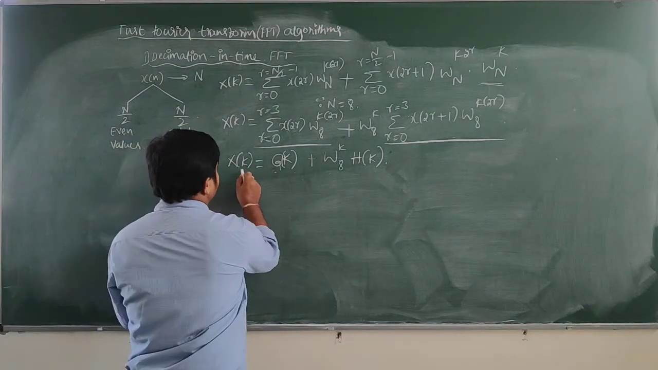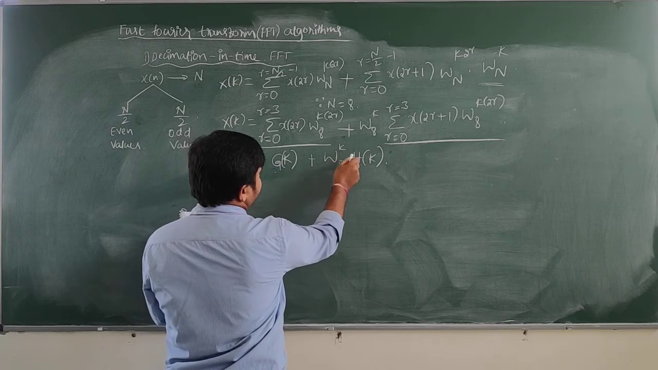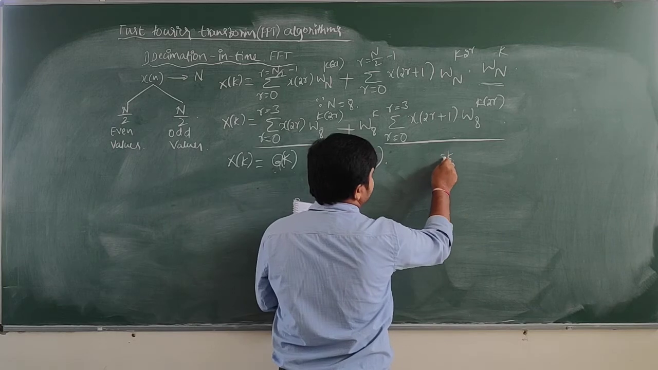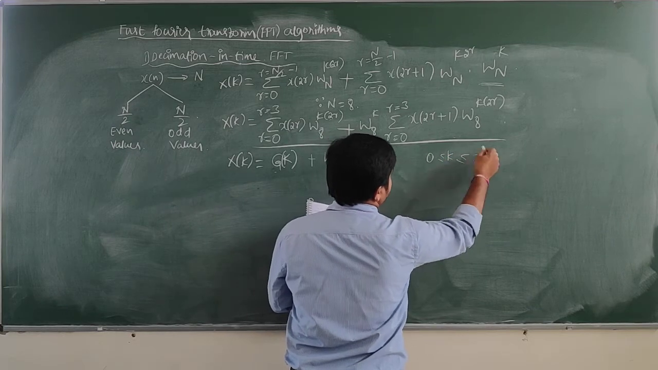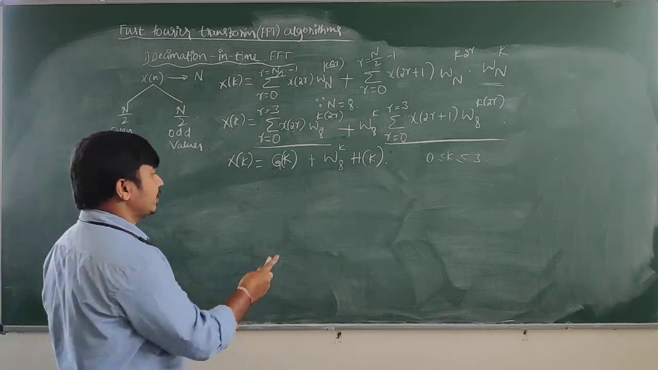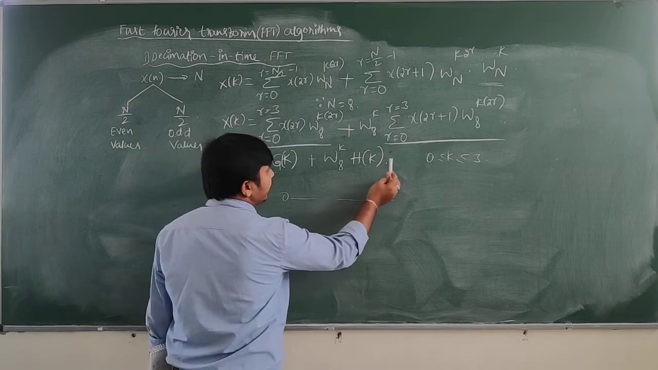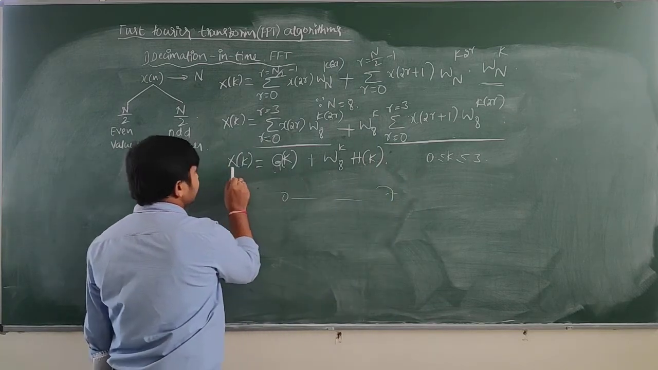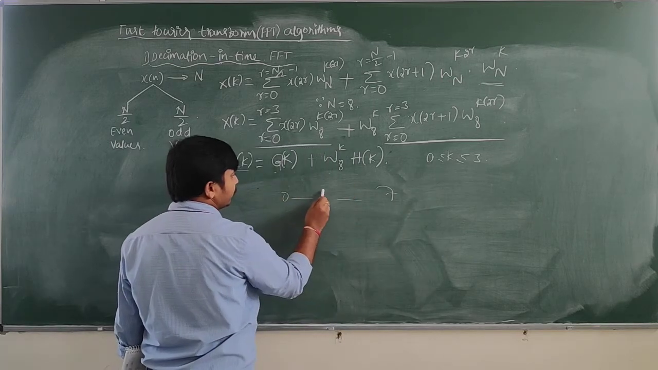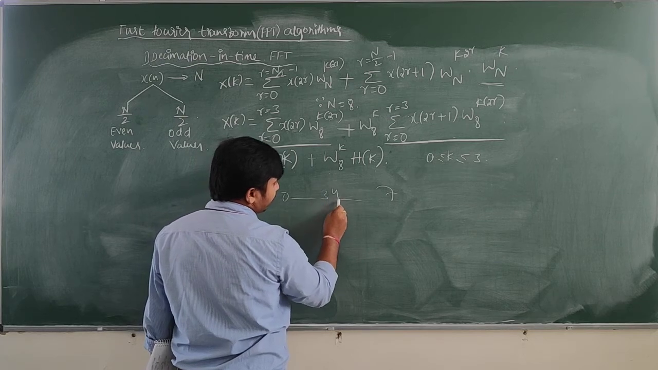So this X of k is equal to g of k plus W8 power k into h of k, for k varying from 0 to 3. But it is an 8-point DFT, that is 0 to 7. So I got this X of k sequence for 0 to 3, and I need to get the sequence for 4 to 7.